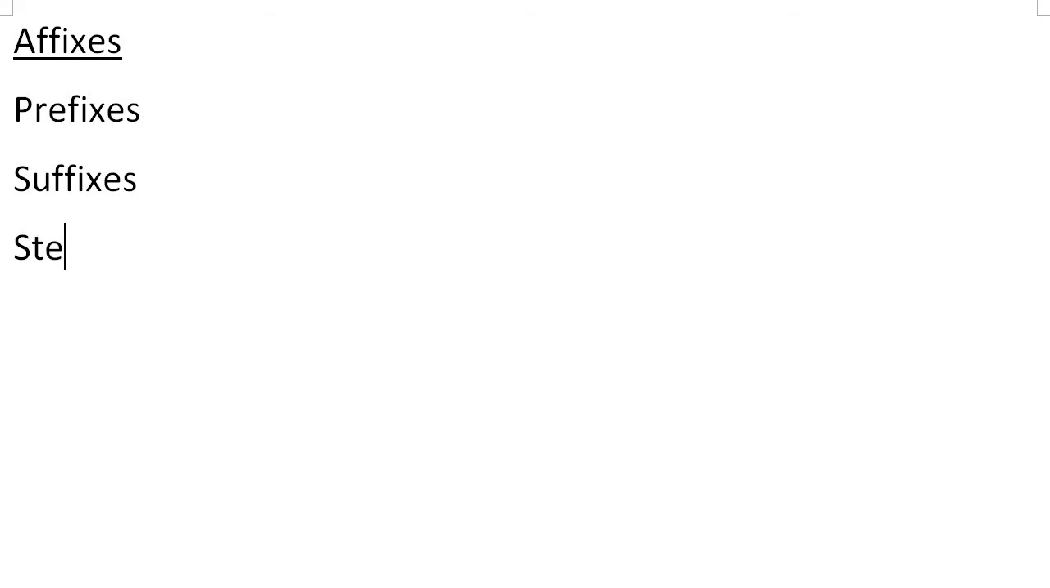Today we're going to look at affixes, right? Now, affixes are divided into a few things. They're divided into prefixes, suffixes, and stems, also known as root words sometimes. And you need to know both of these because in an exam or a test, someone could ask you, give me the stem or give me the root word, and you need to know what they are.